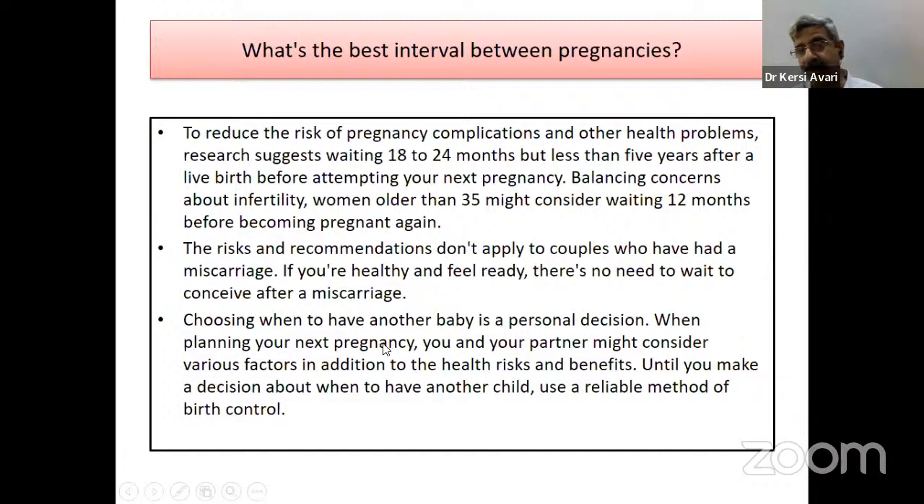Now, when to have a baby is a totally personal decision. We cannot infringe upon the family's rights. But you have to make a decision. You want a family, quality, not quantity. You want a quality gap between the two children.